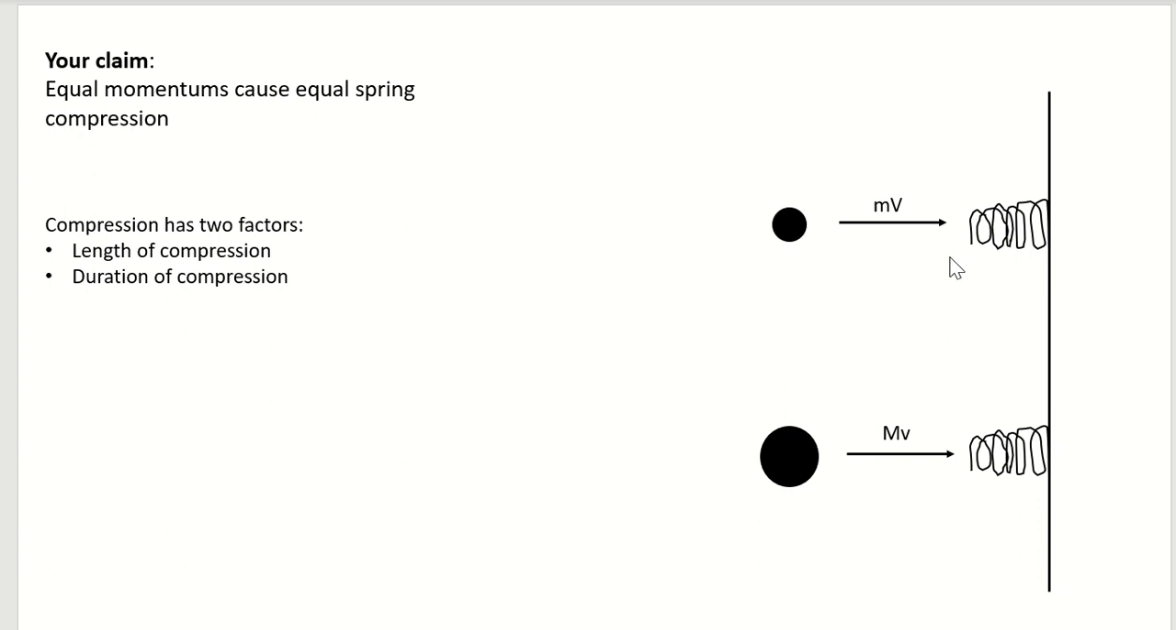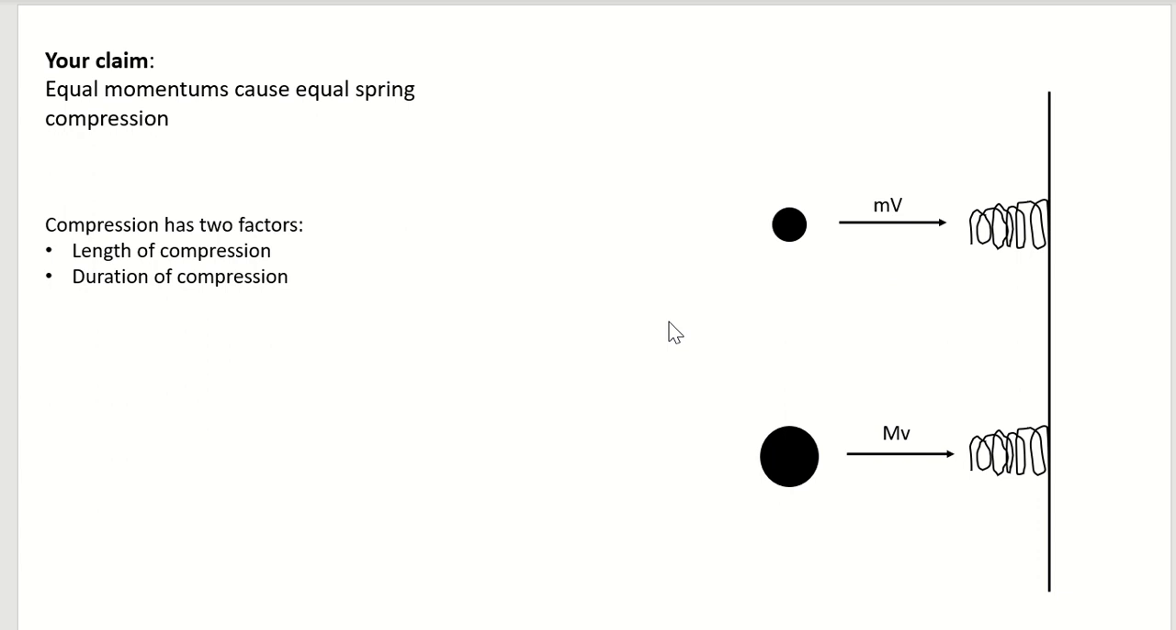So it applies the weight for a shorter period of time, meaning that this other spring here for some time would feel additional weight. So where does that come from? How would you explain that in terms of momentum alone? Or conversely, we can assume that the duration of the compression is the same, but then we must conclude that the length of the compression must be longer for the faster object.